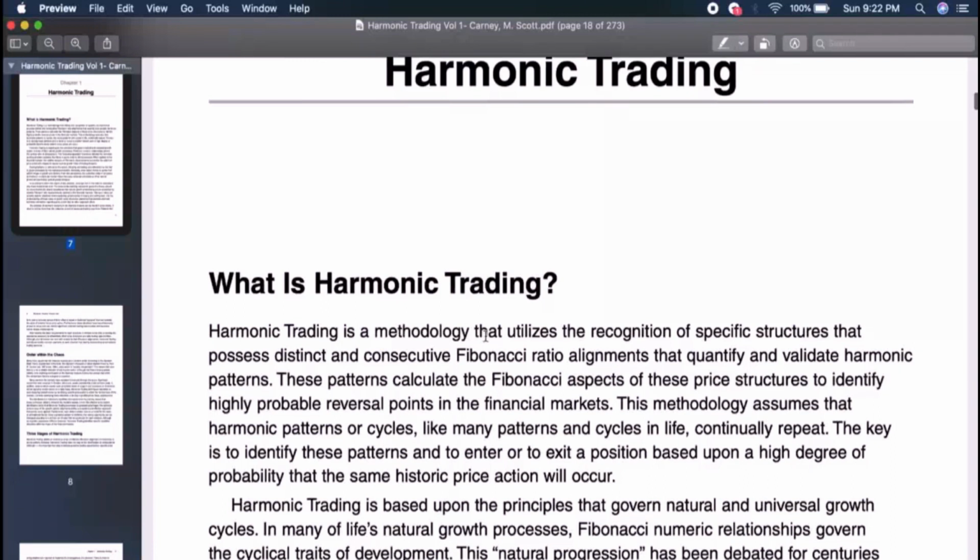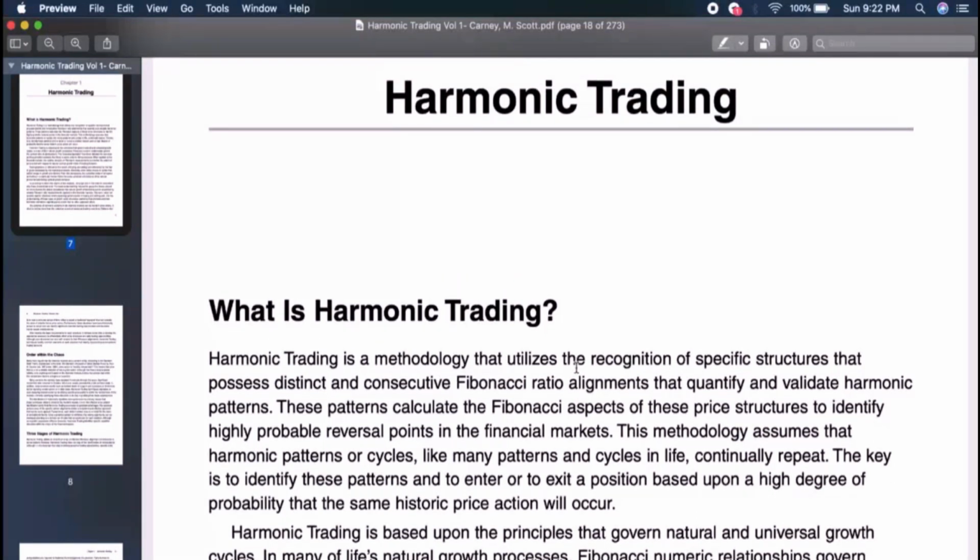This is a methodology that utilizes the recognition of specific structures that possess distinct and consecutive Fibonacci ratio alignments that quantify and validate harmonic patterns. I just want to say real quick, this is a book called Harmonic Trading Volume 1 by Scott M. Carney, so all credit goes to him. This is his creation. It's a great book and I highly recommend it if you're more into harmonic trading.